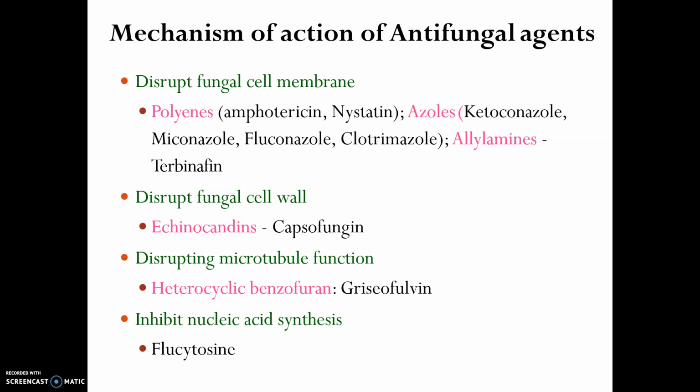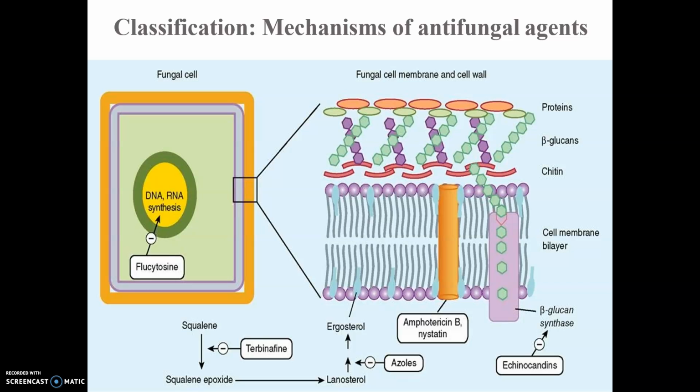The third are those disrupting the microtubule function. Microtubule formation is very much needed for cell division, multiplication and replication. So they are the griseofulvins. And the next are those which inhibit nucleic acid synthesis. Nucleic acid is essential for the biosynthesis of other molecules and for protein translation. So flucytosine inhibits the nucleic acid synthesis inside the fungus. So this is the mechanism.